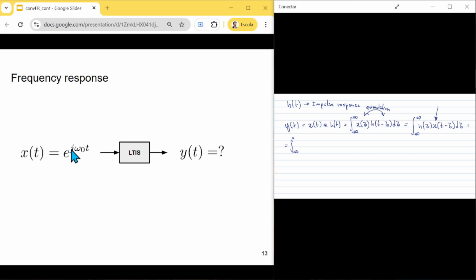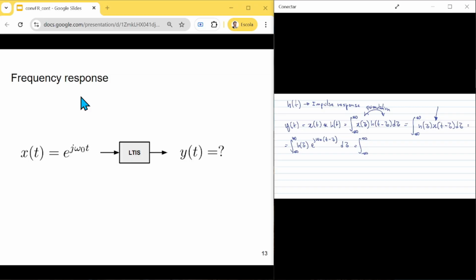So minus infinity to infinity, h of tau. Well, x of t is e to the j omega 0. This is some frequency. I put the 0 here just to denote that this is a scalar and not an independent variable. So e to the j omega 0 t. So we just put t minus tau wherever t appears here. So e to the j omega 0 (t minus tau) d tau.